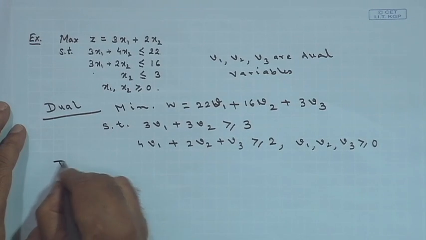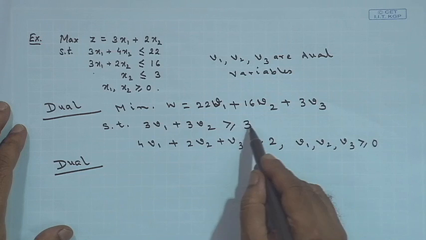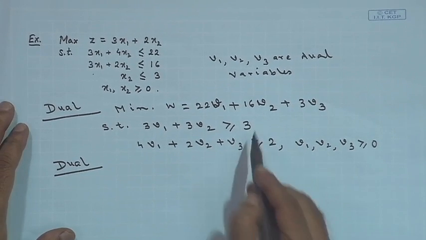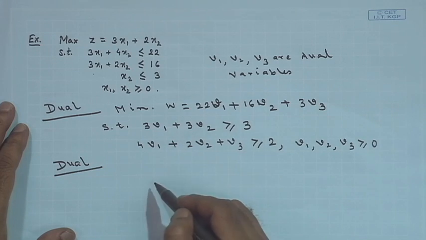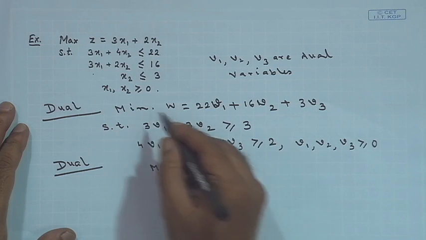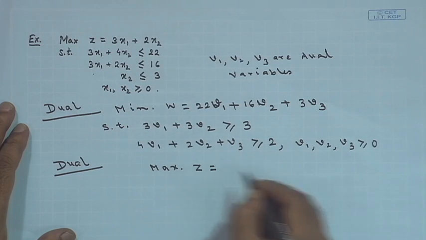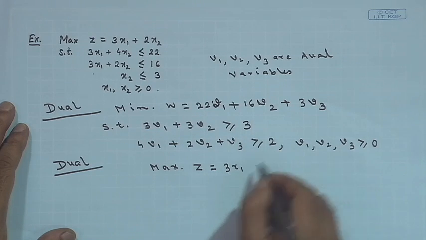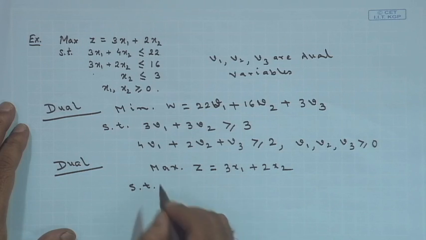Again, if you take the dual of this problem, how many constraints does this problem have? You will see this problem has 2 constraints. So, the dual of this problem will have 2 variables. Since it was minimization, it will be maximization. Maximize z equals 3x1, from here it is coming, plus 2x2, subject to, what happens?